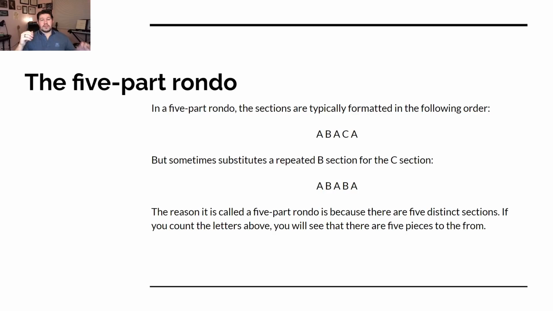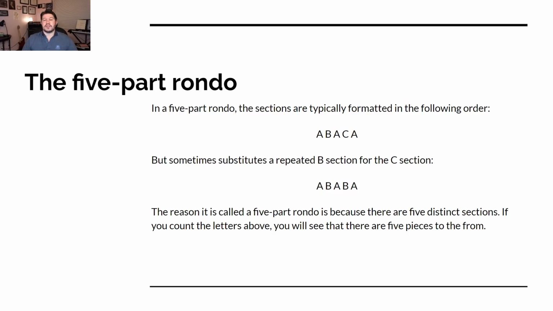So we're going to talk about something called a 5-part rondo. A 5-part rondo has sections that are typically formatted like this. It goes from the A section, transitions into the B section, you'll get a retransition back to the A section, another transition to C, and a final retransition back to A.